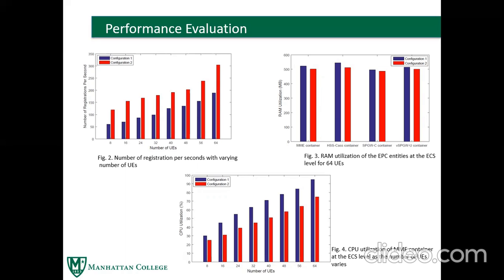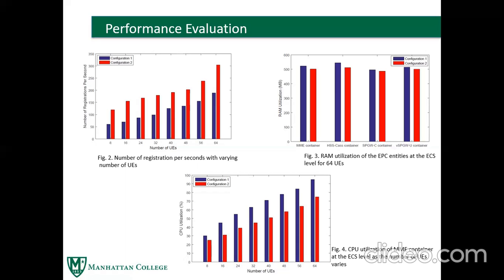It can be deduced that configuration 1 was able to handle at most 56 UEs without violating the auto-scaling policy threshold, which, if you remember, I stated earlier, was set at 90% of CPU utilization. As the number of UEs increases beyond 56, the auto-scaling policy is violated, which triggers a horizontal scaling of the MME container to serve the additional UEs added to the network.